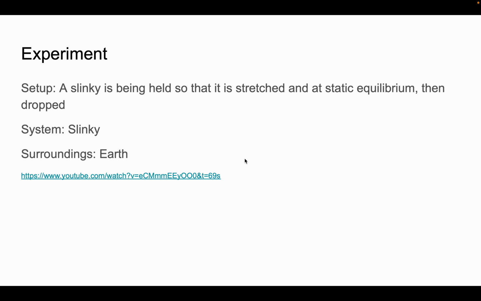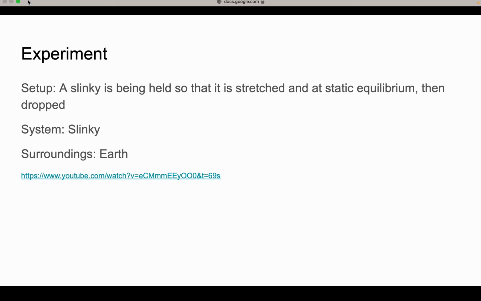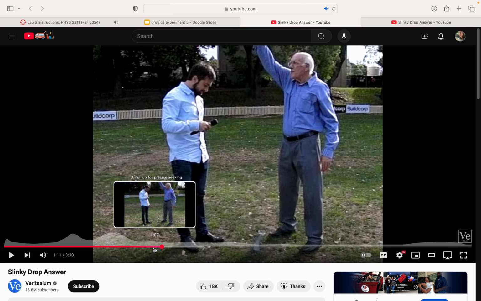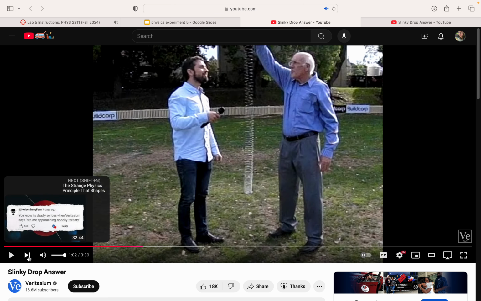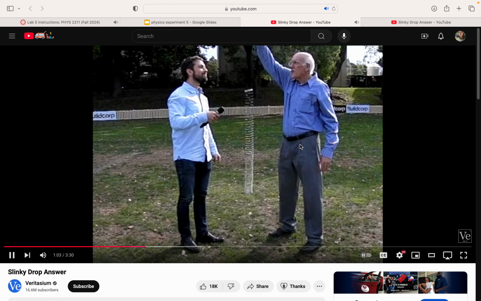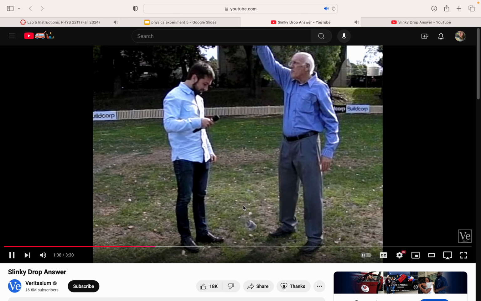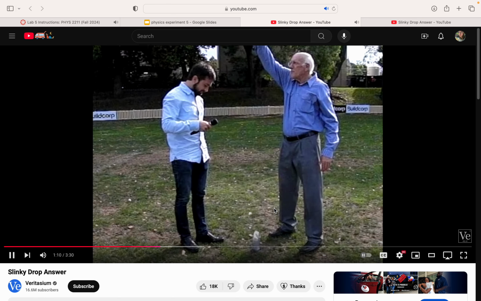The experimental setup was that a slinky was being held at static equilibrium, stretched out, and then the slinky is dropped. In this case, the system is the slinky itself, and the surroundings are Earth and, I forgot to mention this, but air. So let's see. This is the actual experiment, and as you can see, the top of the slinky falls until it reaches the bottom, it's fully compressed, and then it all falls as one.